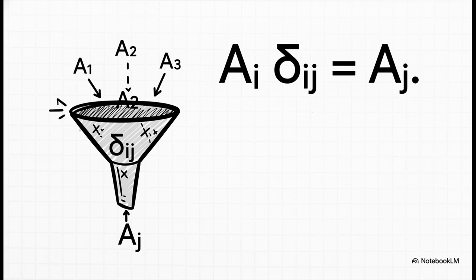Only one of those delta terms is going to be non-zero. Only delta 2, 2 will be 1. All the others, delta 1, 2 and delta 3, 2, they're 0. So the only term that survives the sum is a2. So the whole thing just simplifies down to a_j. This is called the sifting property. Multiplying by a delta and summing over one of its indices effectively just replaces that index with the delta's other index. This is one of our most important simplification tricks.